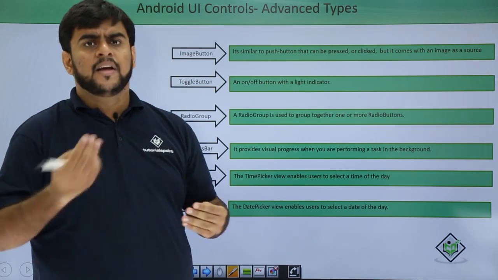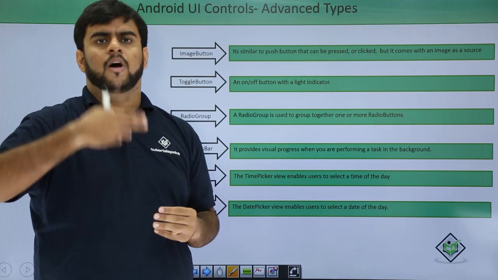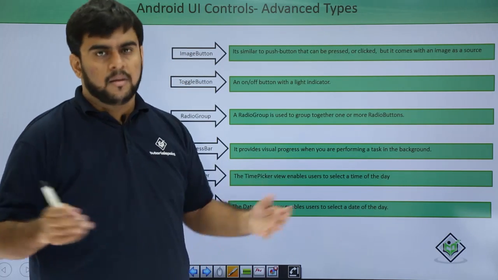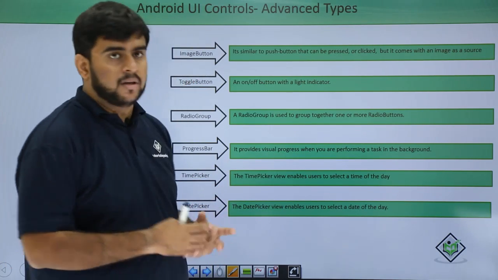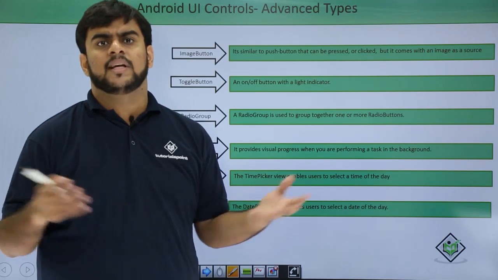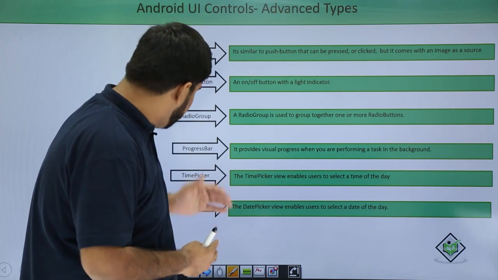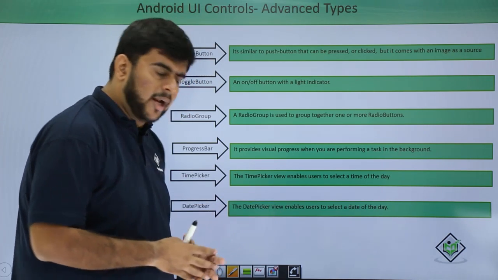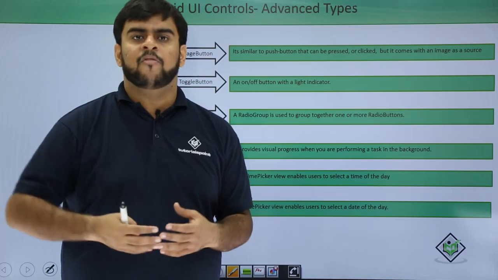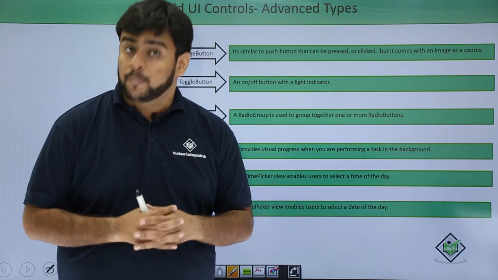Then the progress bar. If you're downloading something, it shows how much downloading has been done, so what's the progress of a task that's running in the background. Then we have the time picker. If you have to choose what time you were born or something like that, then you use the time picker. In a similar way, we have the date picker. The date picker helps us get info from the user about whatever date he wants to pick.